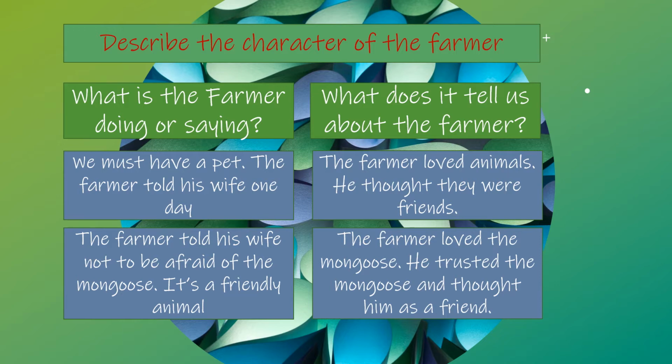First, we list down what the character is doing or saying. Then, we list down what we can tell about the character from what they are doing or saying. So, for example, at the very beginning of the story, the farmer tells his wife, "We must have a pet." So what does this tell us about the farmer? It tells us that the farmer loved animals and he thought they were friends. Next, the farmer told his wife not to be afraid of the mongoose. It's a friendly animal. What does this tell us about the farmer? This tells us that the farmer loved the mongoose. He trusted the mongoose and thought of him as a friend.